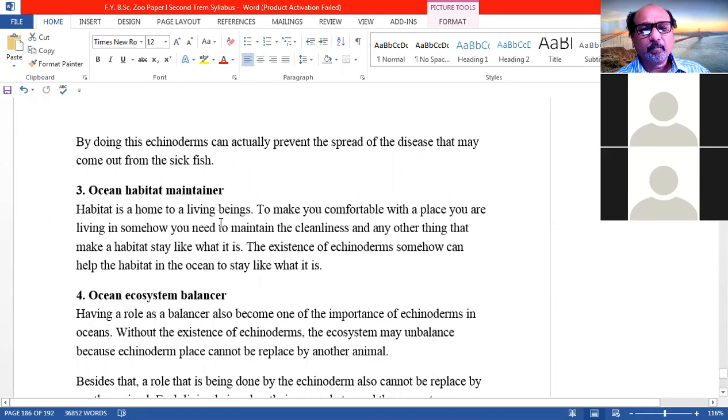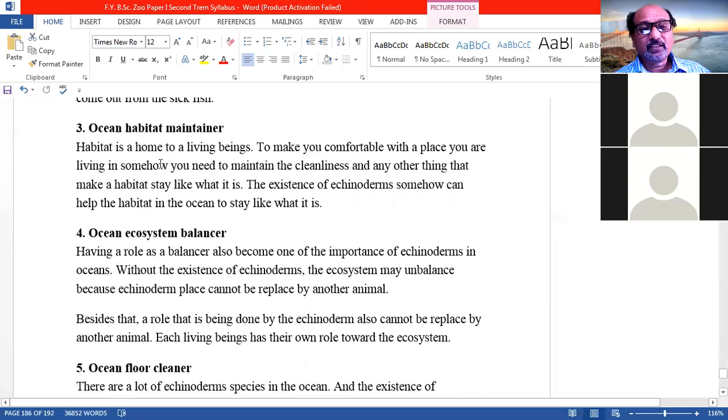Ocean habitat maintainer. Habitat is the home of living beings. To be comfortable with the place you are living in, you need to maintain the cleanliness and anything else that makes a habitat stay comfortable.